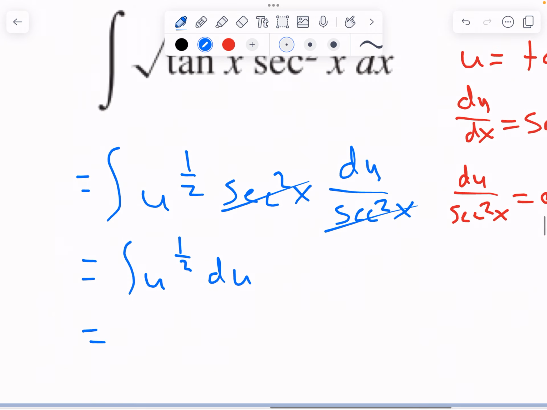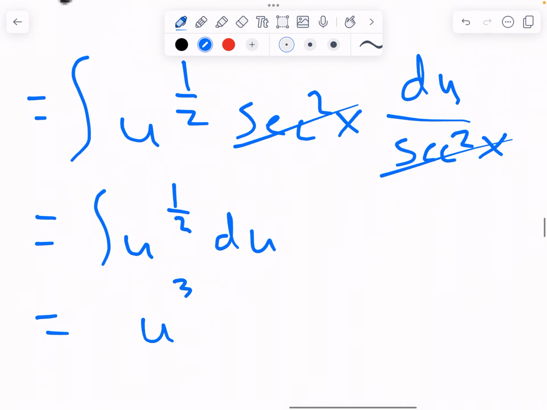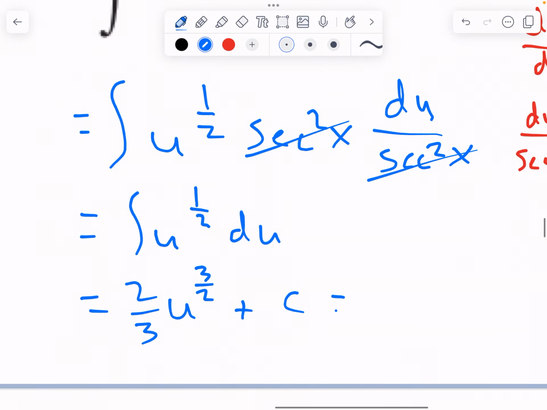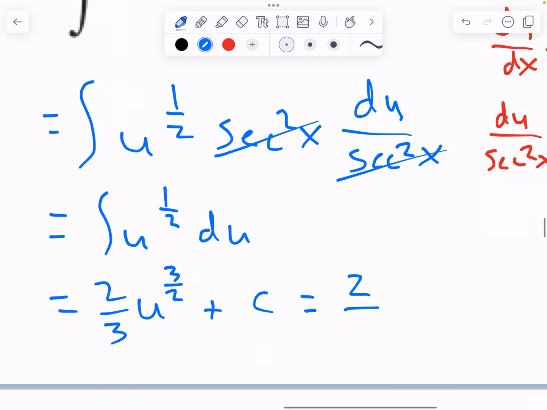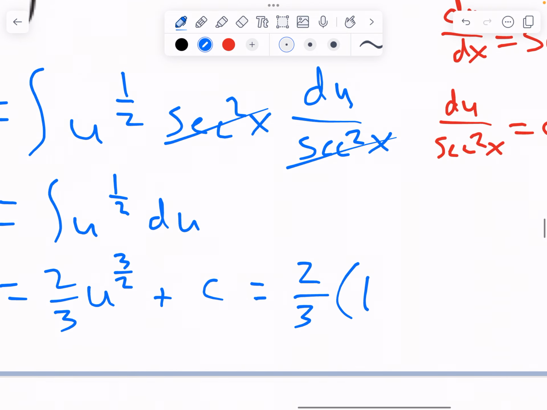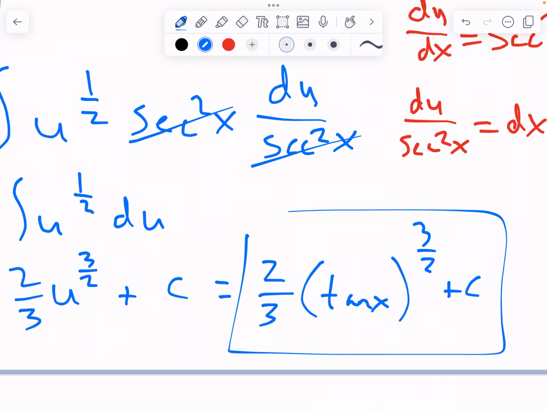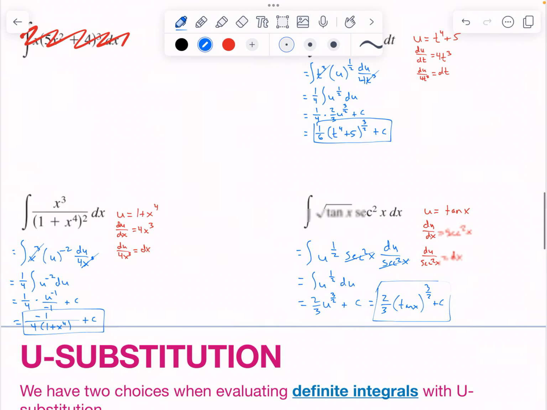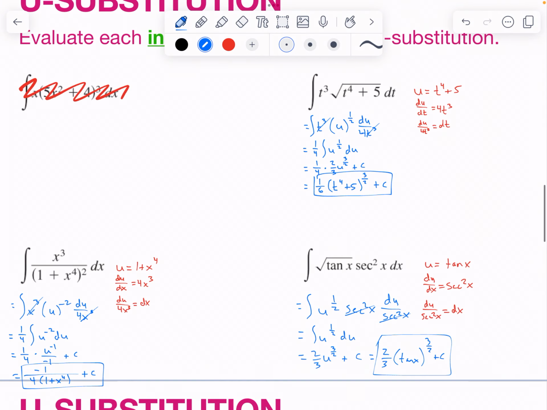So we find an antiderivative here. We add 1 to the exponent and divide by the new exponent. Again, dividing by 3/2 is the same thing as multiplying by 2/3. Resubstituting back in, we have 2/3 tangent of x to the power of 3/2 plus c. So there we have done now a total of 4 examples of evaluating indefinite integrals using U-substitution. This is a new technique that requires practice and repetition, and that's what our homework is for.